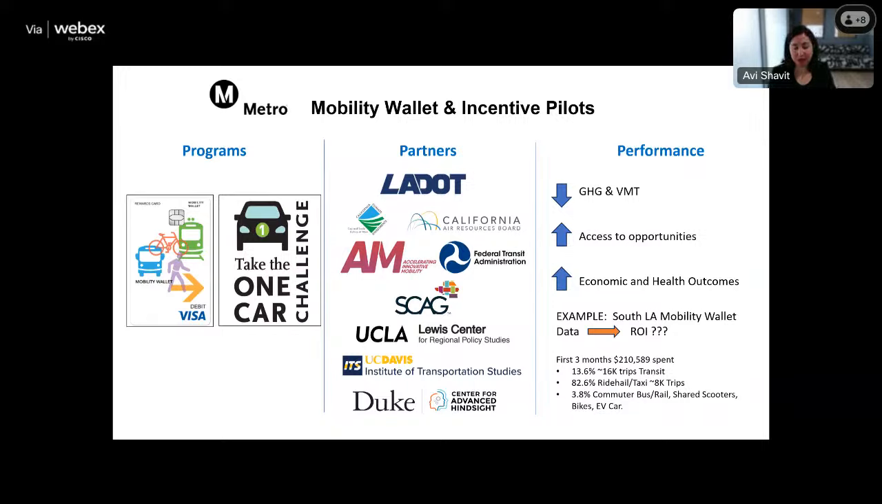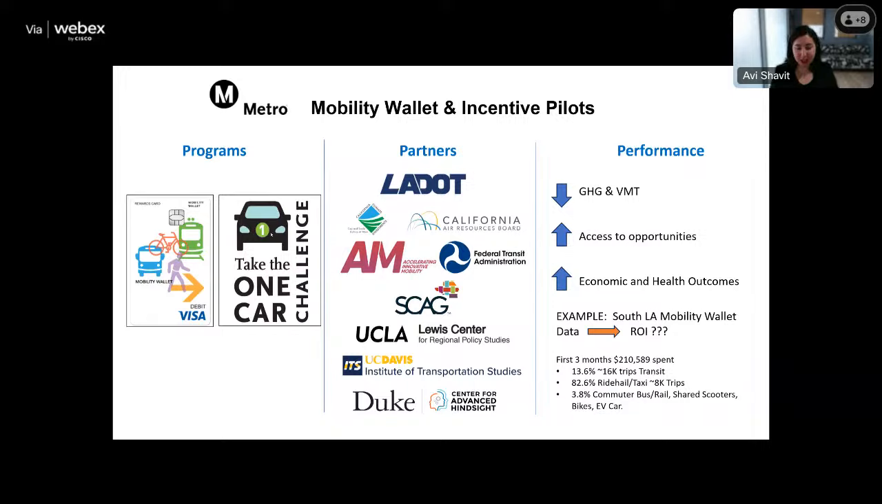This is just an example on the slide of two projects that I'm working on. Mobility wallets, in which we're giving low-income individuals a menu of options on a prepaid debit card to use $150 a month for a year. Another pilot that we're testing is basically paying people not to drive, to park one of their household cars in the driveway in the city of Santa Monica. It's called Take the One Car Challenge.